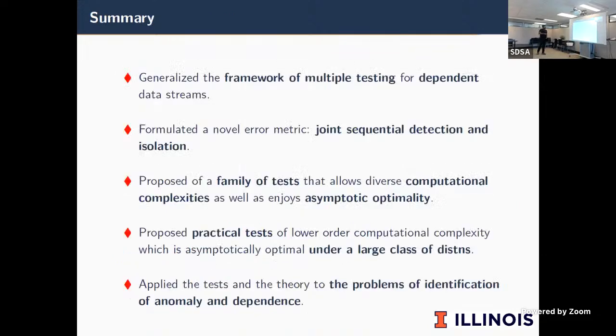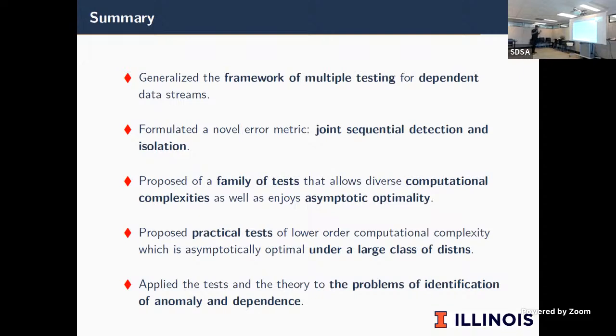And yeah, that's it. I think I'll summarize this. We generalized the framework of multiple testing for dependent test streams, and we formulated a novel error metric, which is called joint sequential detection and isolation. We proposed a family of tests that allows diverse computational complexity as well as enjoys asymptotic optimality. These computational complexity issues come from how you choose your subsystems. There are many possible ways to choose the subsystems.